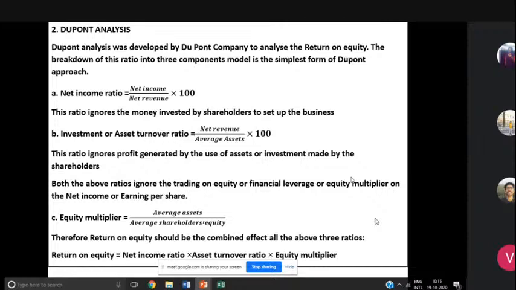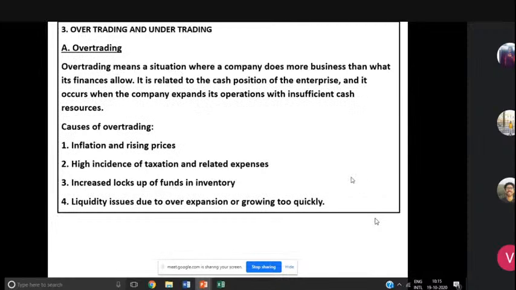I'll get to the next subheading: overtrading and undertrading. Just write in bracket, this is from working capital management. You have done the topic working capital. From the past year question paper, I have noticed they have asked another simple question on this overtrading, undertrading.